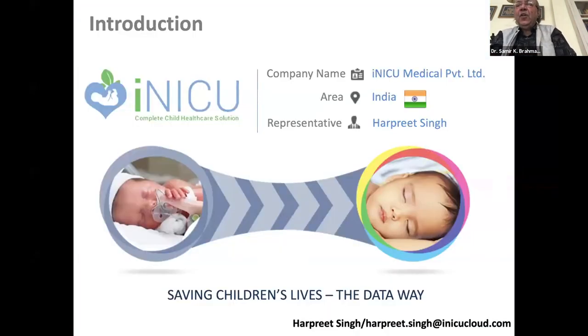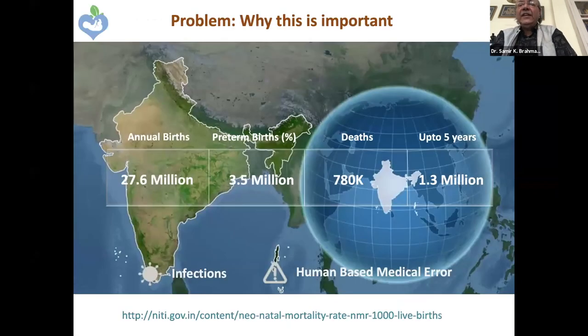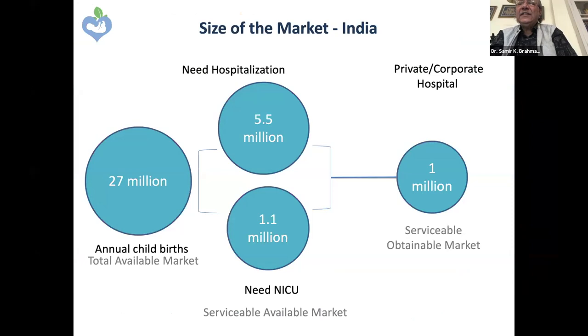And there are children born in India who are premature, and this is a serious problem. Next slide. You can see 27.6 million births, of which preterm birth is about 3.5 million, and 780,000 die, and by 5 years, 1.3 million children die. Look at the mother's suffering. Next slide. So we decided, next slide, just skip it.